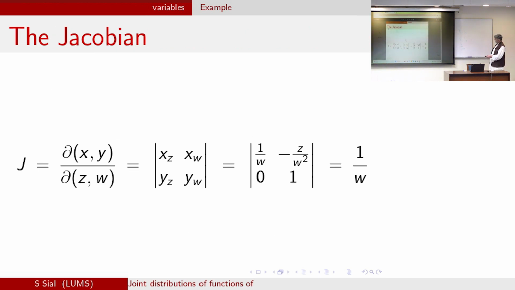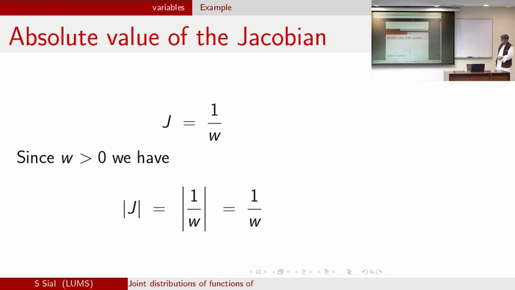Then we would need to calculate the Jacobian. We put these partial derivatives into the determinant, and we evaluate that determinant, and we find that the determinant is equal to 1 over w. So the Jacobian is 1 over w. We need the absolute value of the determinant, but we were told that w was bigger than 0, so we can just keep that as 1 over w.